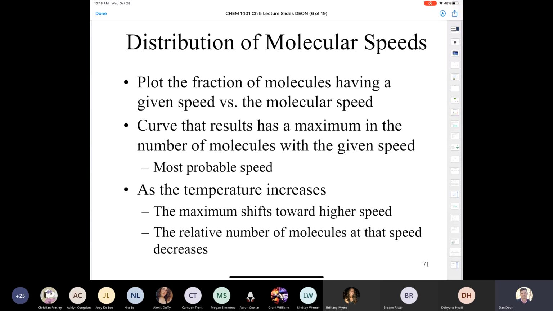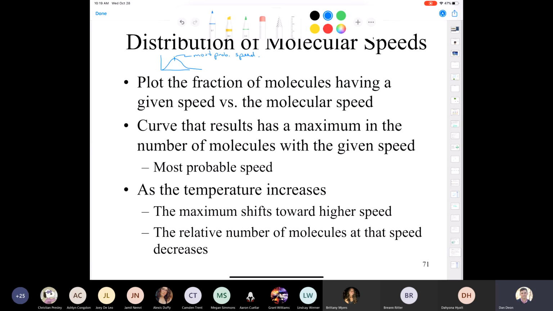So if we make a plot of the fraction of molecules having a certain speed versus molecular speed, we get a curve that has a maximum in the number of molecules with a given speed, and we call that the most probable speed. Remember when I showed you the curve, it looked something like this, and I told you that the top of the curve, that's the most probable speed.